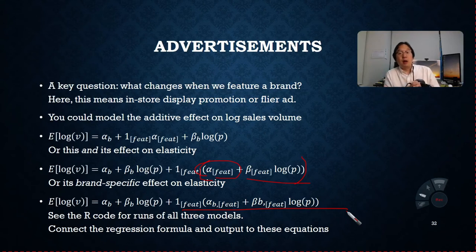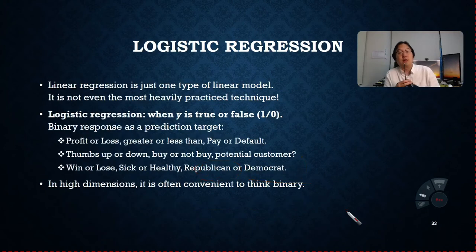So here, what is that? The feature-specific, brand-specific, great, brand-specific elasticity, right? CDR code for runs of all 3 models, and connect the regression formula and output of these equations yourself. We're going to cover this one next week, okay?